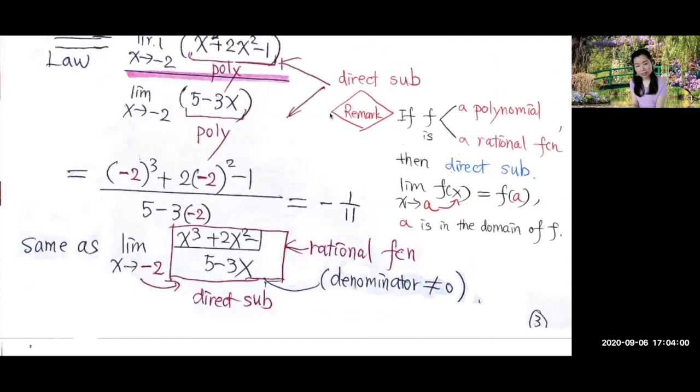Now we have another remark. If the function that we're taking the limit of is a polynomial or a rational function, then we can do a direct substitution to find the limit. So we can just go ahead and substitute this number into this x and evaluate f of x. We can find the limit, that's equal to the limit, providing that this a here is in the domain of this function f.